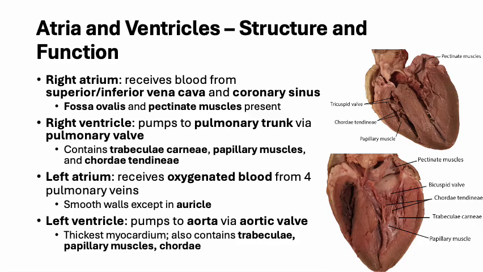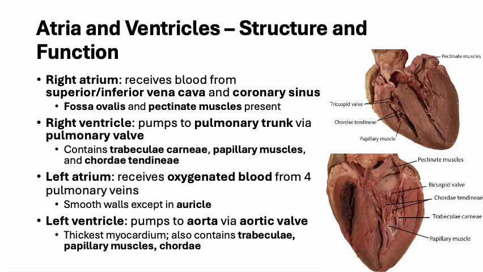Inside the right atrium, you'll find the fossa ovalis, the remnant of the fetal foramen ovale. The anterior wall and the auricle of the right atrium contain pectinate muscles, which are ridges of myocardium that help with contractions. From there, blood flows into the right ventricle, which pumps blood through the pulmonary valve into the pulmonary trunk, and on to the lungs. The right ventricle contains trabeculae carneae, which are irregular ridges on the inner surface of the muscle wall, as well as papillary muscles and chordae tendineae that support the tricuspid valve during contraction.